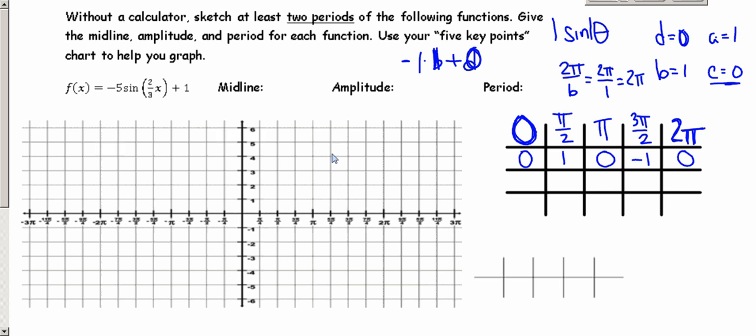All right, now let's look at this curve and see what's different when I add in some different values for a, b, and d.